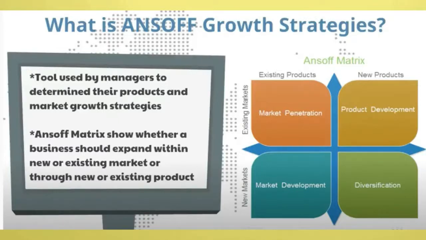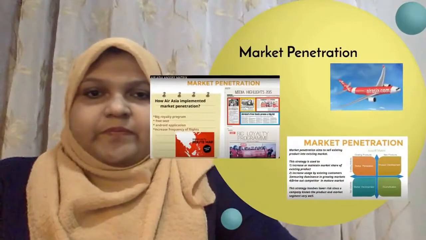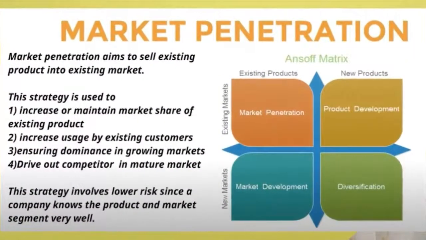As you already know, the four options available by using an Ansoff's matrix are market penetration, product development, market development, and diversification. Now let's have a look one by one. Before we go in, let's have a look at what market penetration is. It aims to sell existing products into existing market. This strategy is used to increase or maintain market share of existing product, increase usage by existing customers, ensuring dominance in growing markets, drive out competitor in mature markets. This strategy involves lower risk since a company knows the product and market segment very well.